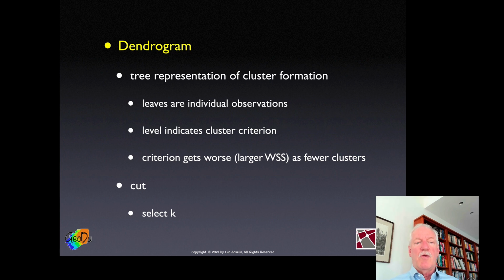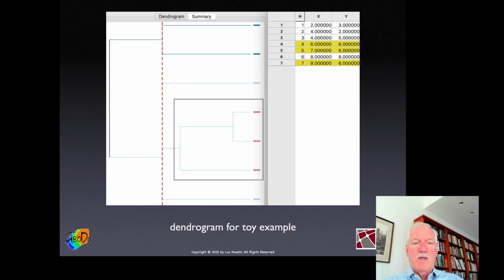And so once we have this tree, this is the tree for our toy example, then we can decide where to cut the tree. So let's see, in our toy example, we started with 4 and 5, which are grouped, and this is the level of the within sum of squares that corresponds to that. And then we group 7 with these two, and this is the new level of the sum of squares.